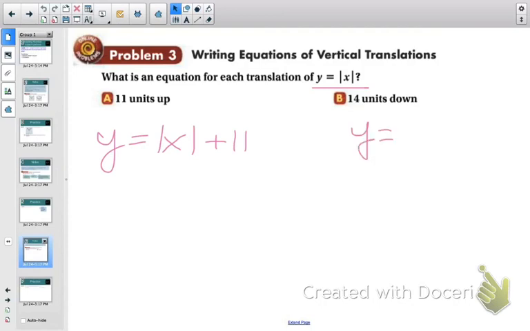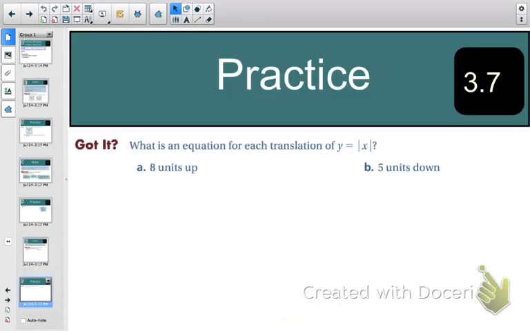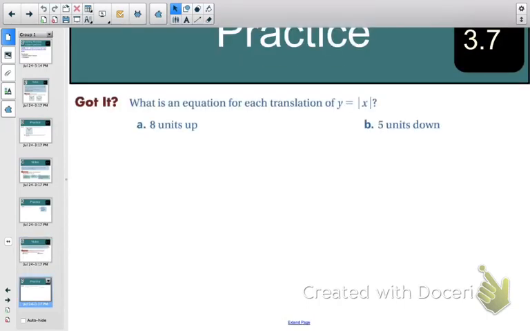14 down, y equals absolute value of x minus 14. Now notice that the plus 11 and the minus 14 are outside of the absolute value signs. So don't put them inside because that's going to do something different. And we will talk about that right now, I think. After you try this, ready to try these in 3, 2, 1, pause.